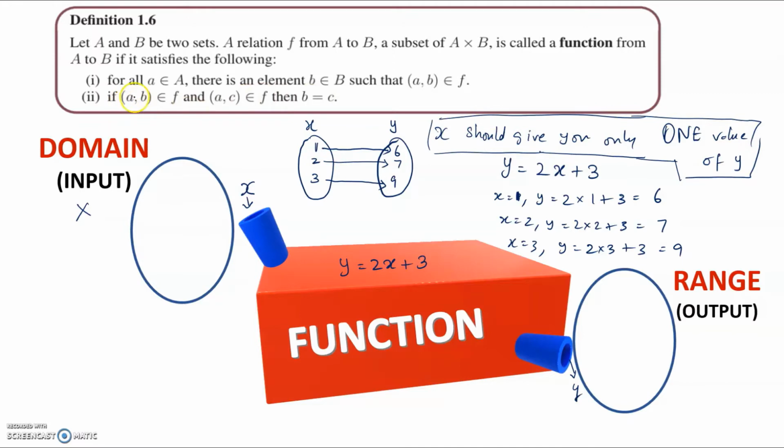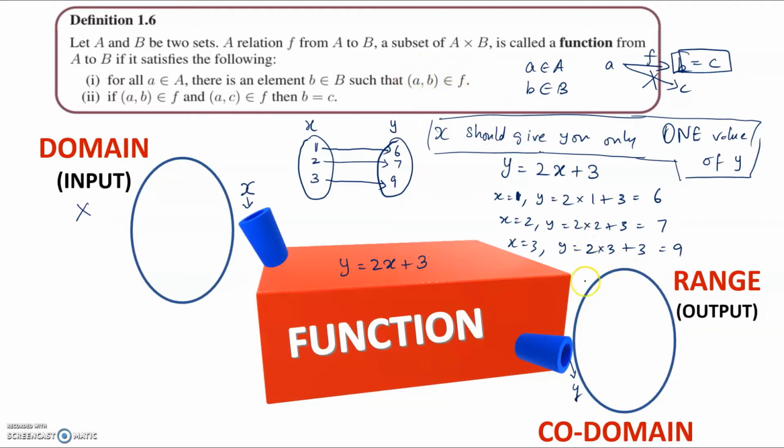So here what we have said is, if (a, b) is from the Cartesian product of the sets A and B, where small a belongs to capital A and small b belongs to capital B, then for the relation from a to b to be a function, a should be related only to b. There cannot be another relation c. If that exists, then b should be equal to c. So that's the condition of a function.